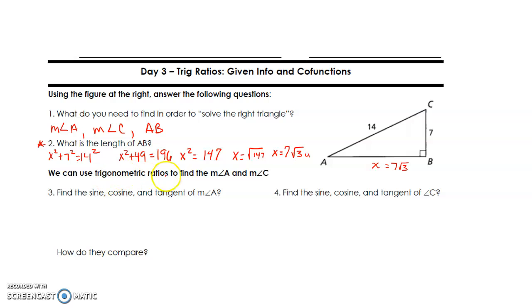Now, we can also use trigonometric ratios to find the measures of angle A and angle C, and we're going to do that in our next lesson.